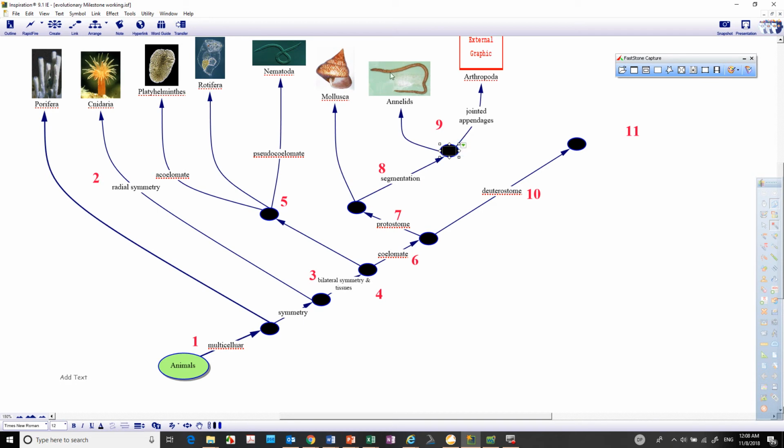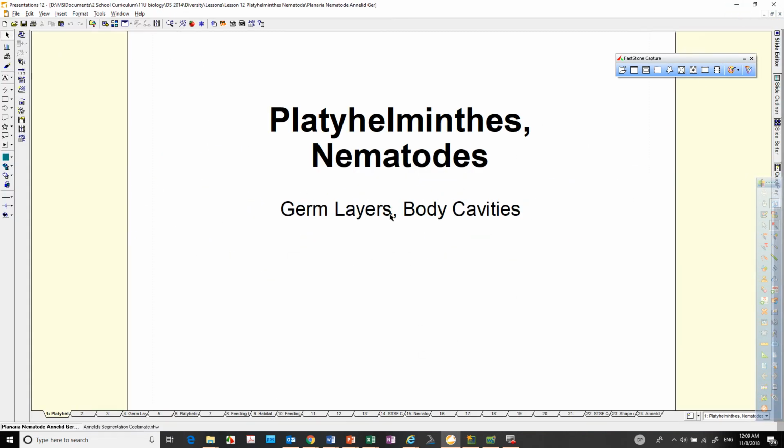As you can see, there are still a couple of phyla, the rotifers, which I'm not going to talk about, the mollusks, which I will talk about, and arthropods way here out of order. Okay? So let's go back to Platyhelminthes, and the evolutionary milestones that we're looking at are germ layers and body cavities for the two first worm phyla.